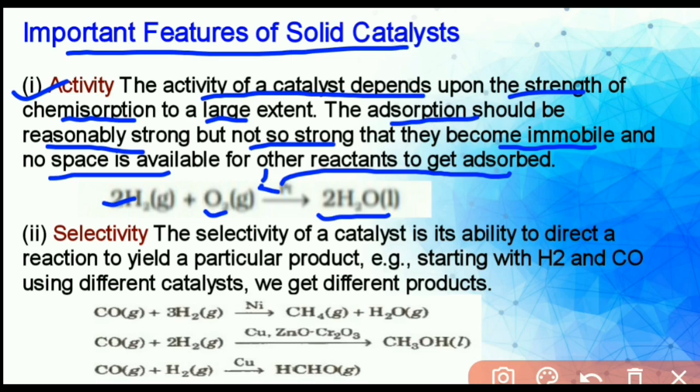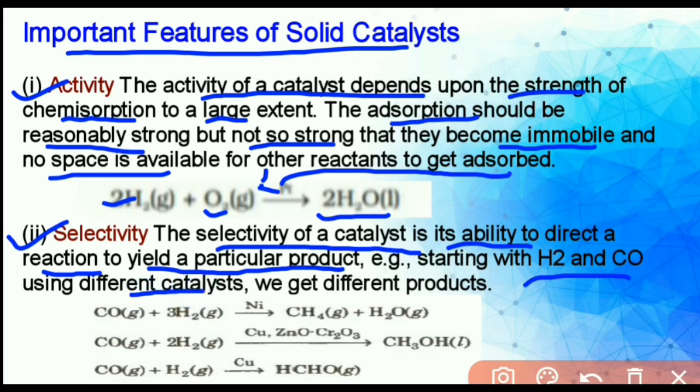Next feature is selectivity. The selectivity of a catalyst is its ability to direct a reaction to a particular product. So basically, a particular catalyst forms a particular product. For example, when we react hydrogen and carbon monoxide using different catalysts, we get a different product in each reaction.